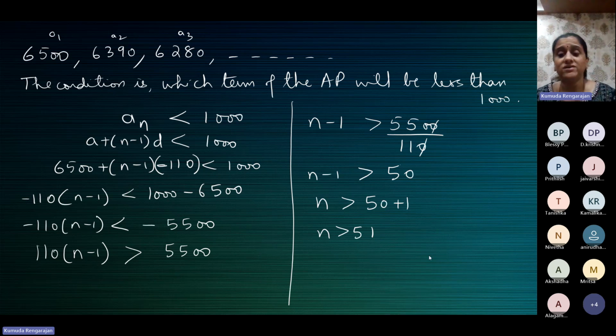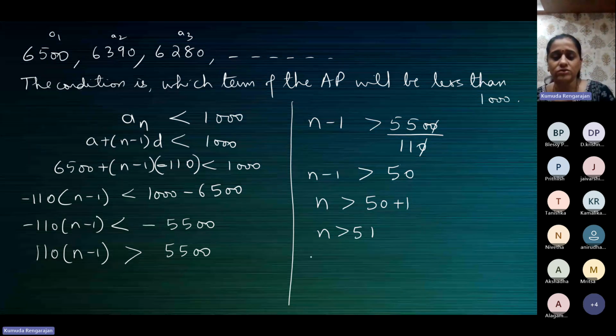So on the 52nd day of the show, the ticket receipts will go less than 1,000 rupees. On the 52nd day, in fact, from the 52nd day onwards, the ticket receipts will be less than 1,000 rupees. So we've answered the question. On which day will the ticket receipts go less than the operational expenses? On the 52nd day.